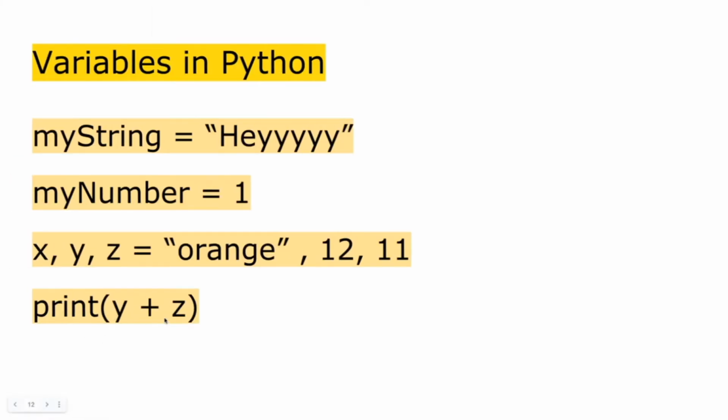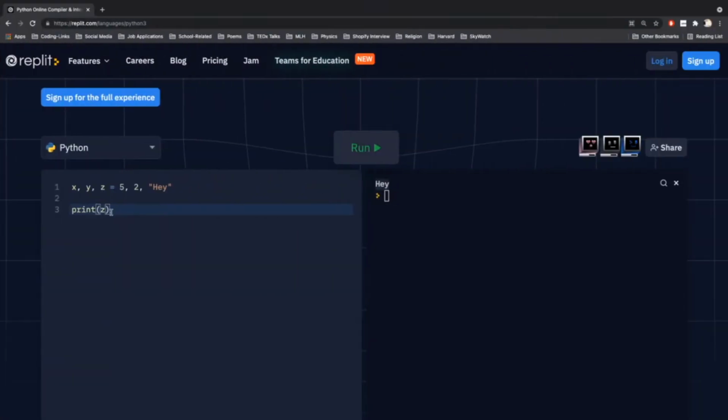Yes, we can also combine variables. So we can do x plus y. Let's see what happens. 7, because 5 plus 2 is 7. However, we cannot do x plus z.